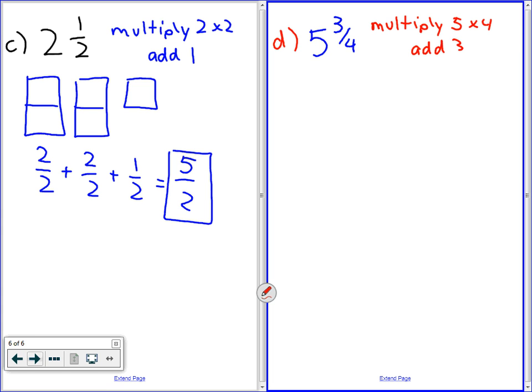Now, if you're saying, I don't know where she got that from, it's going to be this times this, right? The denominator times the whole number, and then you're going to add the numerator. Okay? Sort of okay? I know fractions are the most exciting thing in the world, I understand that, okay? But this is something that's pretty important.